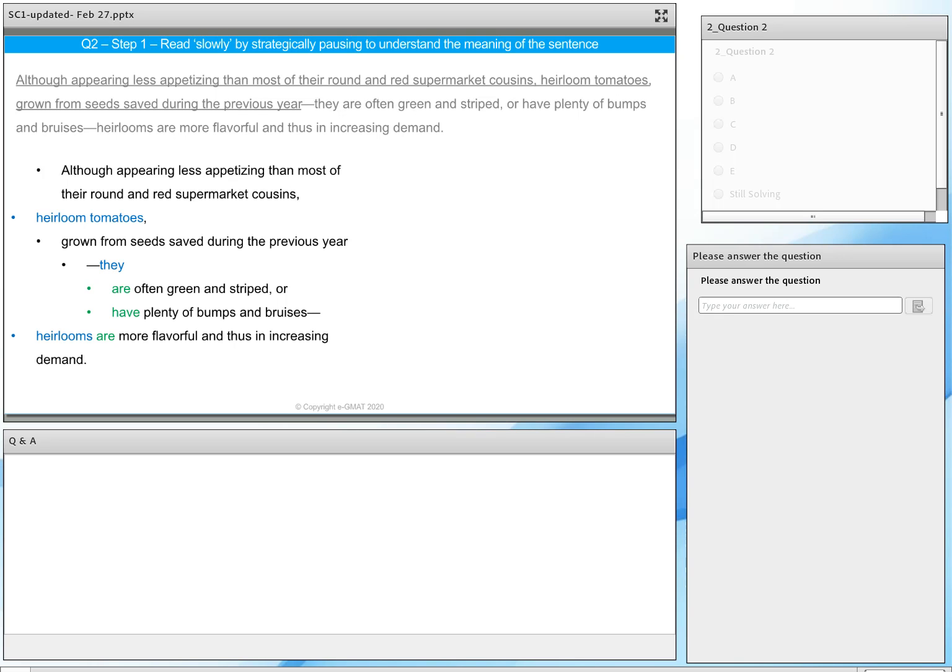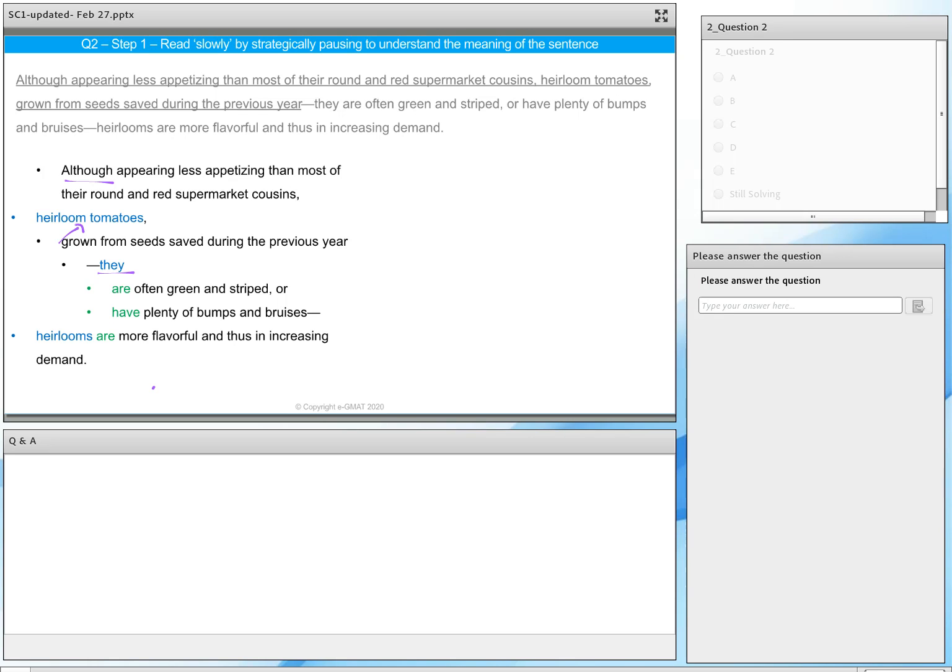Although appearing less appetizing than most of their round and red supermarket cousins. So right away, I see the use of although, and I know right here at the beginning that I have a contrast. So I'm going to keep my eye open for that. Although appearing less appetizing than most of their round and red supermarket cousins, heirloom tomatoes grown from seeds saved during the previous year. So I know grown is describing heirloom tomatoes, telling me how these heirloom tomatoes are grown.